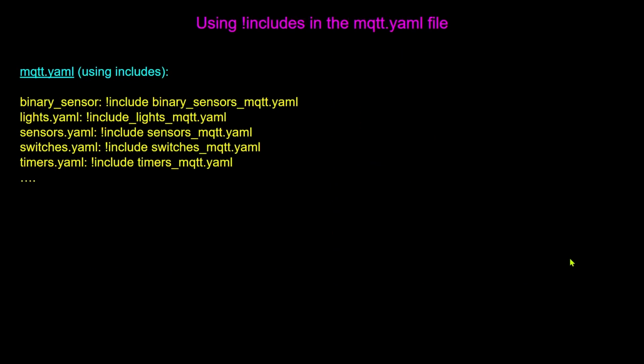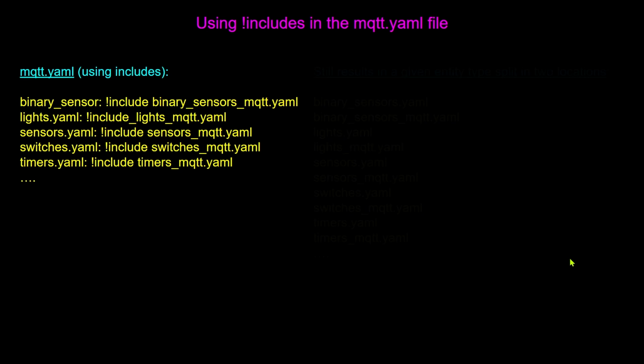So the next option might be to split out my mqtt.yaml file using a series of include statements. Yes, you can nest include statements just like you do in your configuration.yaml. So in this case, instead of having all of my entities defined here, I'm going to split all of those out into a separate YAML file.